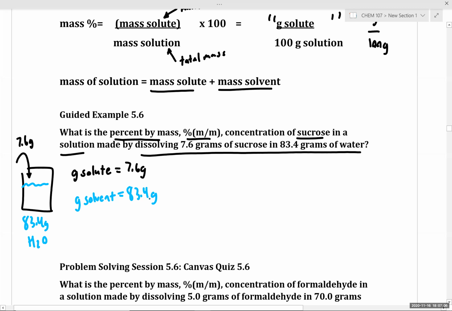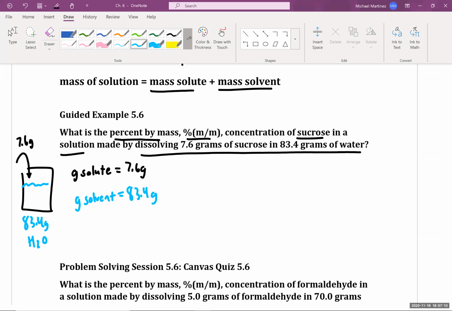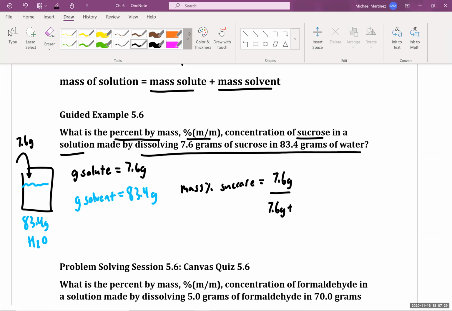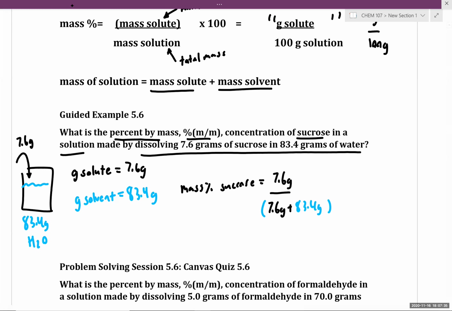Perfect. Okay, so if we want to know the percent by mass, the mass percentage concentration of sucrose, we're going to take the grams of solute, which is 7.6 grams, over the mass of solution, which is the mass of our solute plus the mass of our solvent, times 100%.